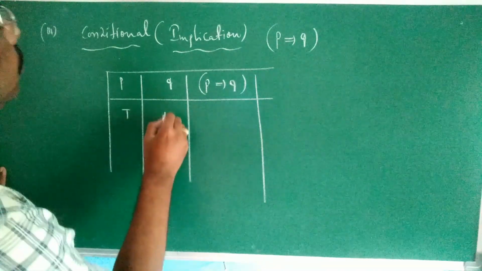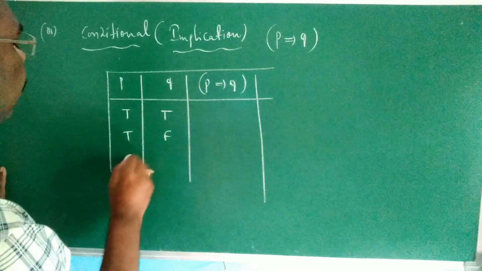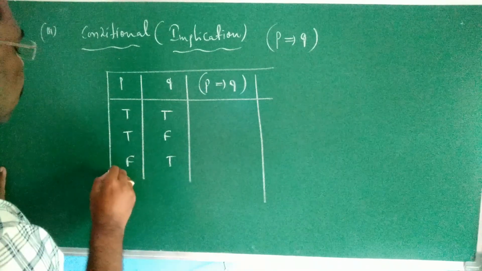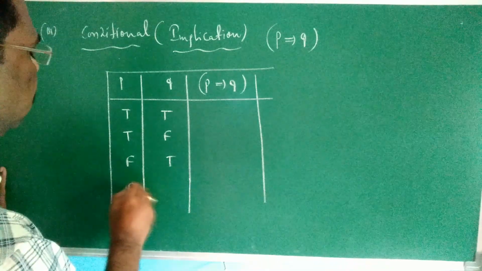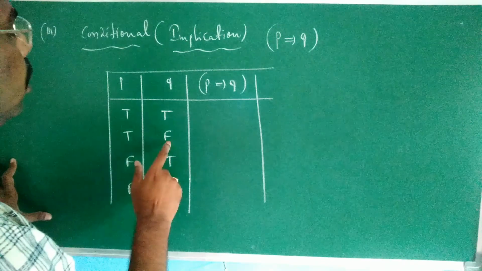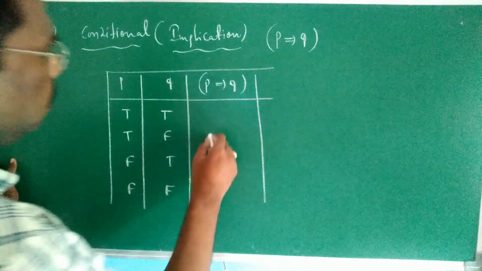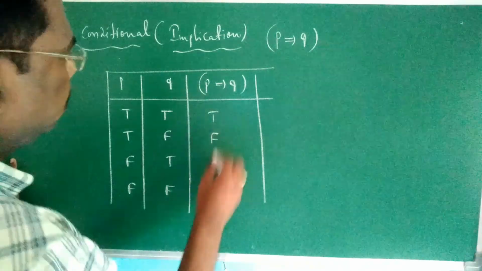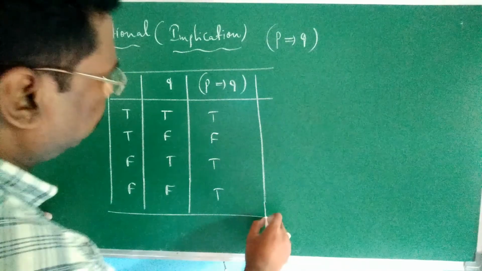The rows are true, true; true, false; false, true; false, false. When P is true and Q is false, that only is false. Remaining all are true.